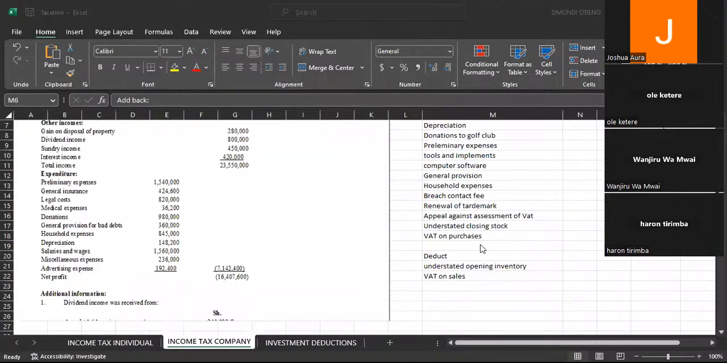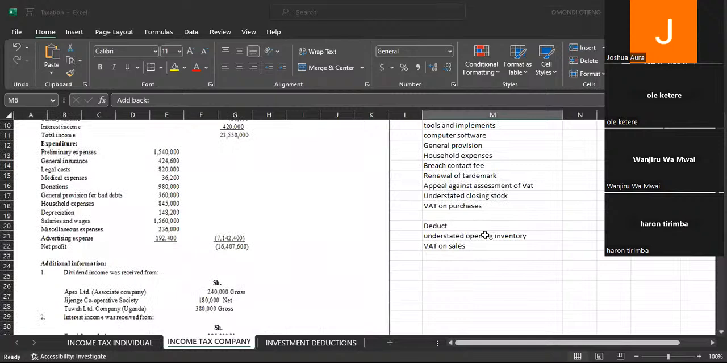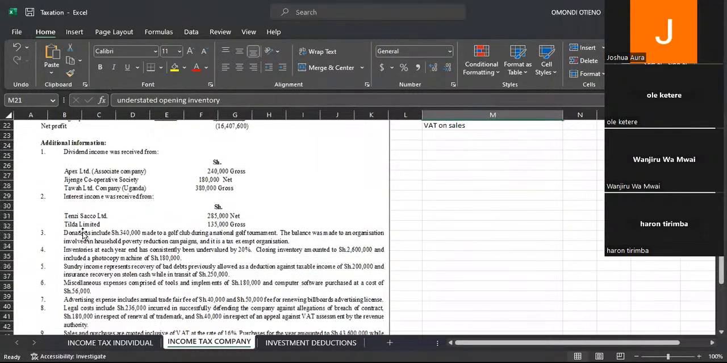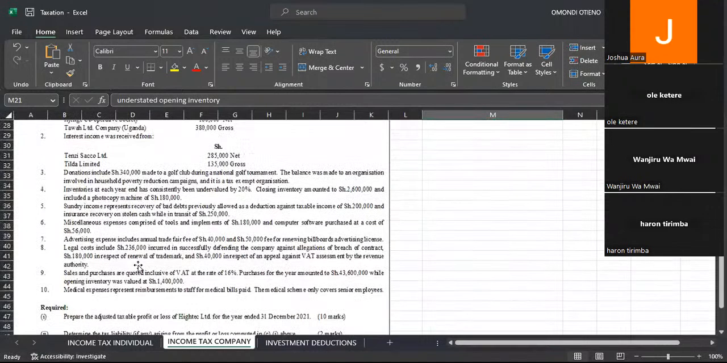So let's look at what we have here. Understating of opening stock. Do we have anything about opening stock? You're being told that opening stock is 1,400,000.